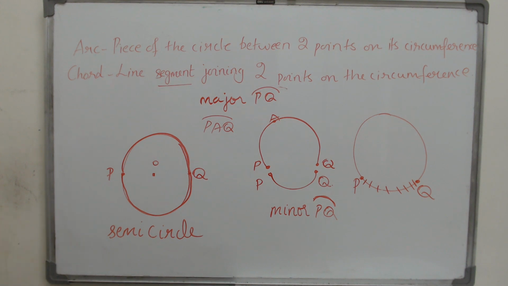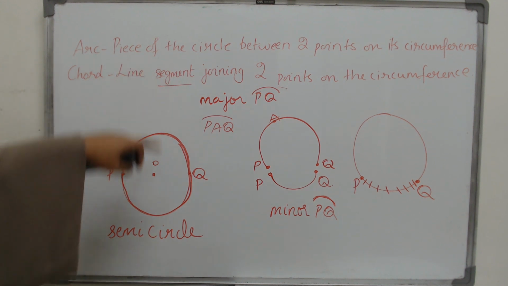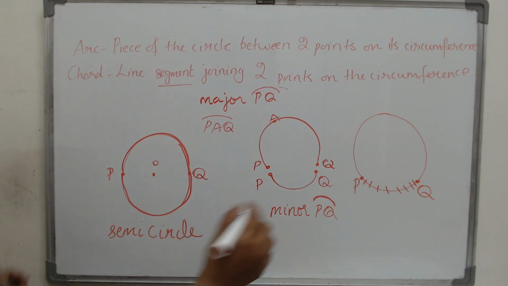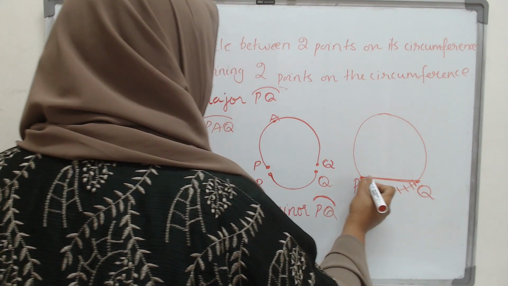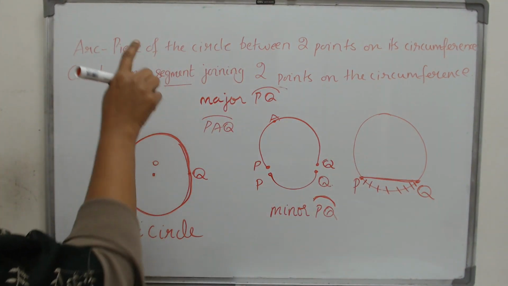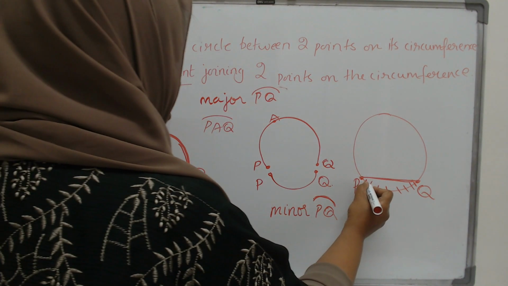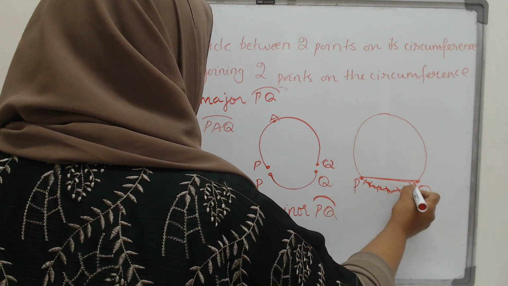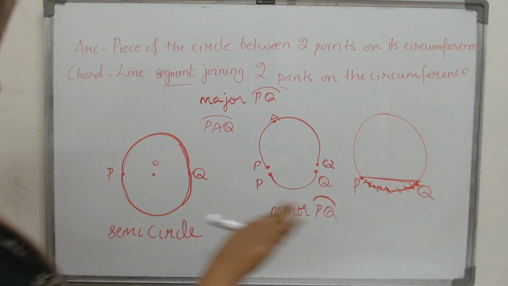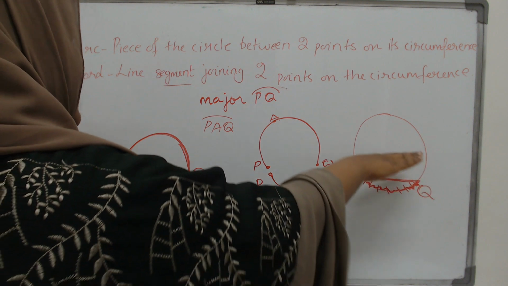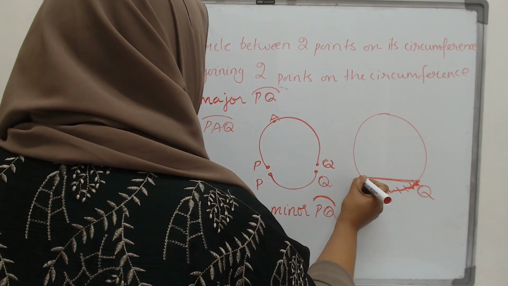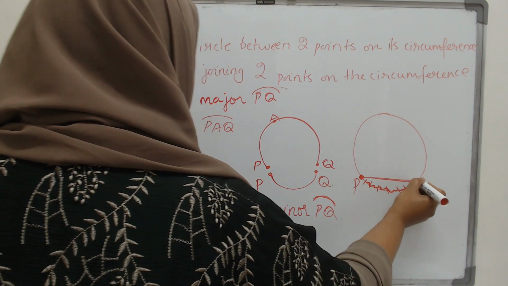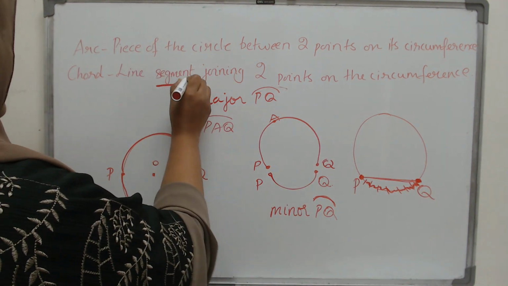Now, what is a chord? Let us go to that. A chord is a line segment which joins 2 points on the circumference. So you see what is happening here? Your chord is actually a line segment. It is not a piece of the circumference. No, it is actually a line segment which lies completely inside the circle with both its endpoints on the circle. You see the words line segment here.